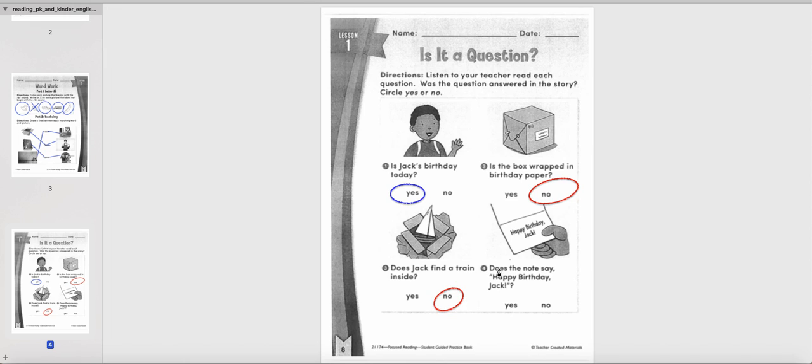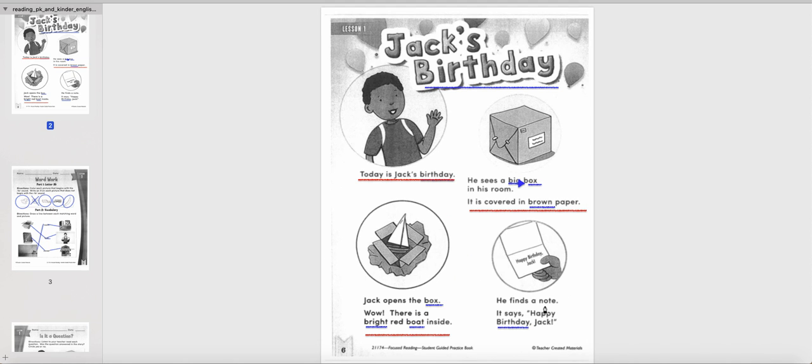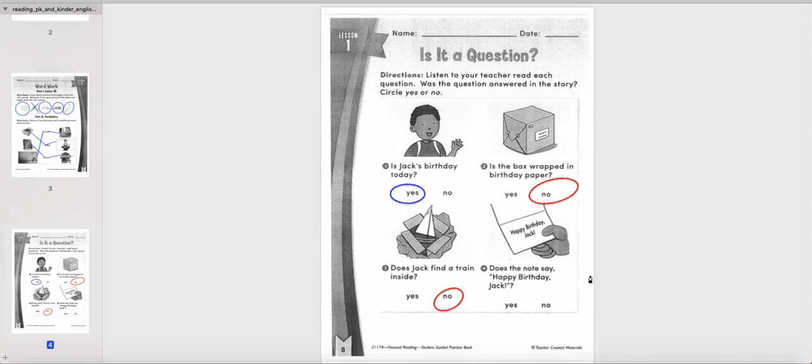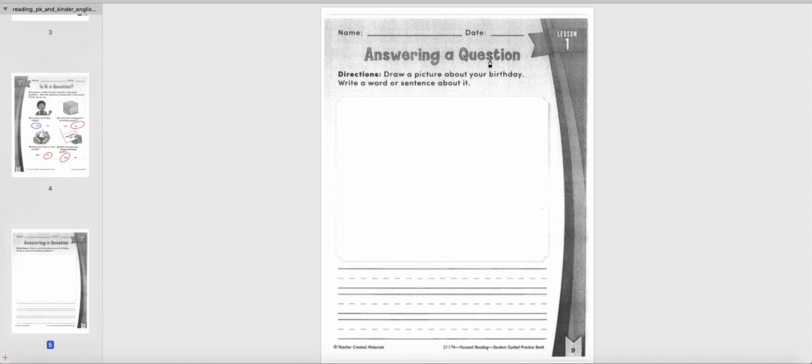Okay, next question. Does the note say, "Happy birthday, Jack"? Let's go to the story to check. He finds a note. It says, "Happy birthday, Jack." So number 4, does the note say "Happy birthday, Jack"? Yes or no? Yes. Good job.